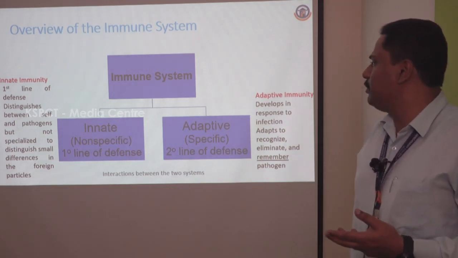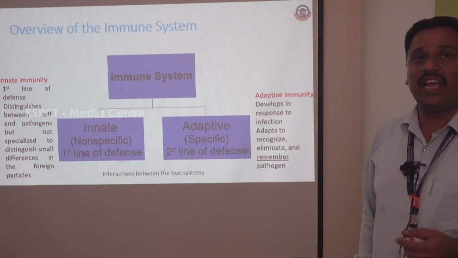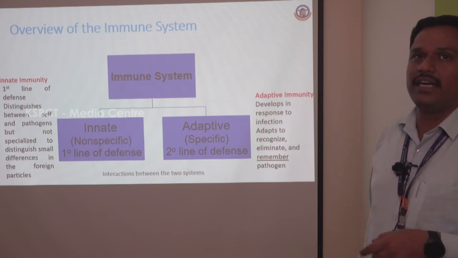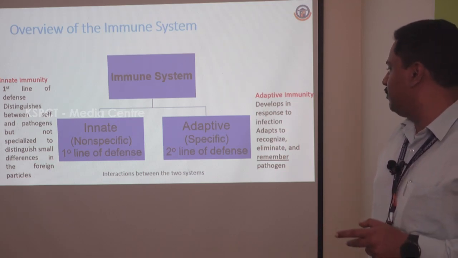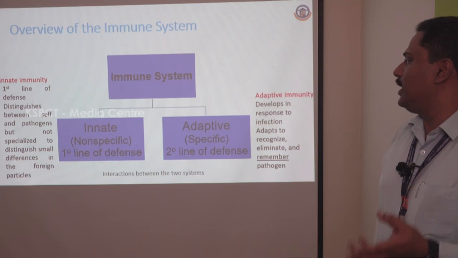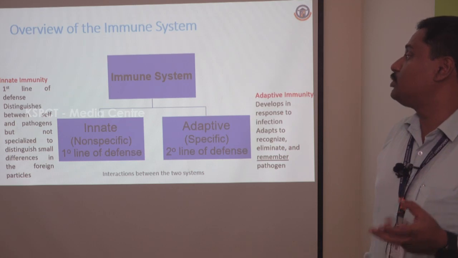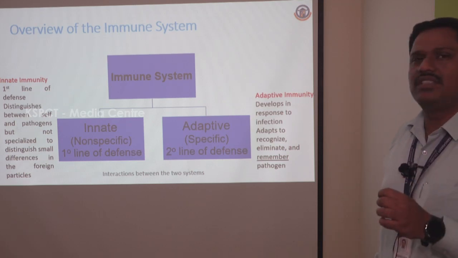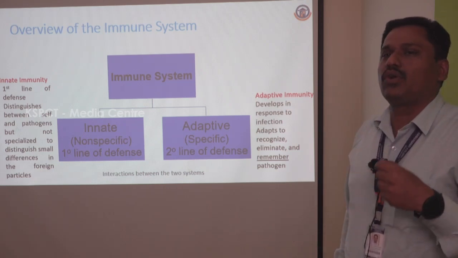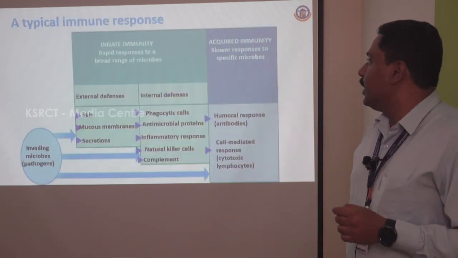The immune system may be generally classified as innate and adaptive immunity. Innate immunity is non-specific and it is the primary line of defense against any disease or pathogen that has entered the system. The second is adaptive immunity, which is specific in nature and is the second line of defense. Innate immunity distinguishes between self and pathogen but does not distinguish small differences in foreign particles. Whereas adaptive immunity develops in response to infection, adapts to recognize, eliminate and remember the pathogens that have entered the system.